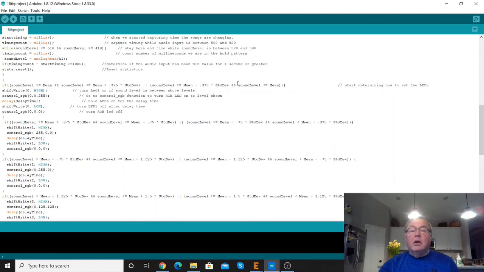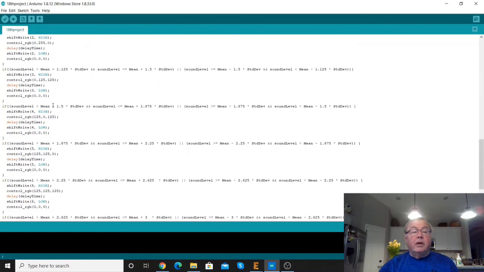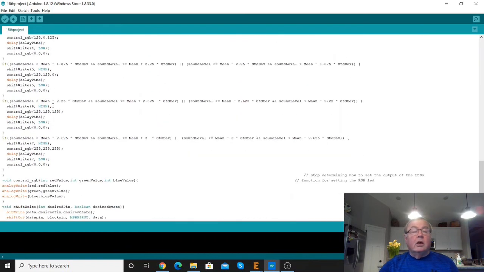So these if statements are basically dividing that bell curve up into those 16 different sections. So we've got 8 different if statements here for a different portion of the bell curve. And the control RGB is another function that we've written. And we pass it values for this particular part of the bell curve. We pass it a value of the red being 125, green being 125, and blue being 125.